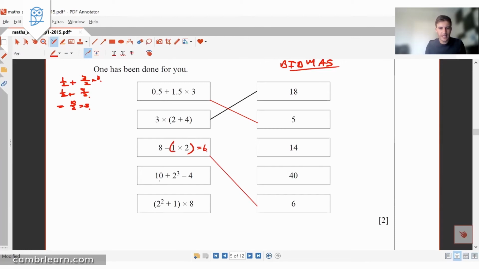And then the next one, so 10 plus 2 to the power of 3 minus 4. Okay, so let's do that here. So this is 10 plus 2 cubed minus 4. So 2 cubed is just 8. Okay, so remember, do your indices first. So 10 plus 8 minus 4. So this is 18 minus 4, and 18 minus 4 is equal to 14. Okay, great. So this one goes to 14. That looks good.